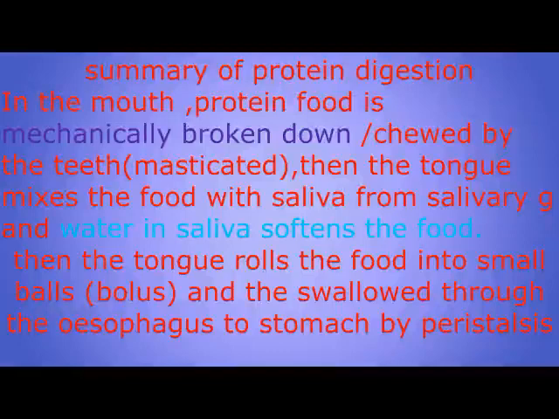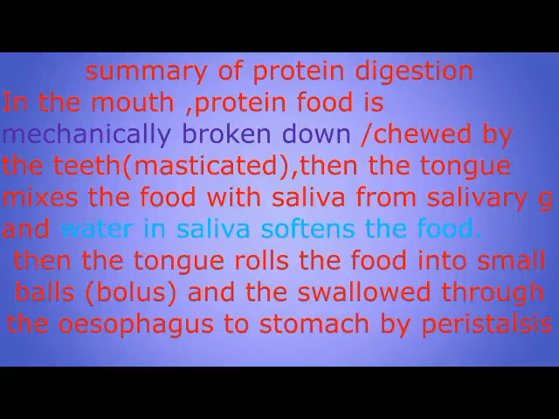The food is mixed with saliva, and the tongue shapes the food into balls, and these balls move by peristalsis to the stomach. Now we are seeing our food reaching the stomach. When the food reaches the stomach, the presence of food stimulates the release of the gastrin hormone. The gastrin hormone stimulates the release of the gastric juices, which contain pepsin, renin, and hydrochloric acid.